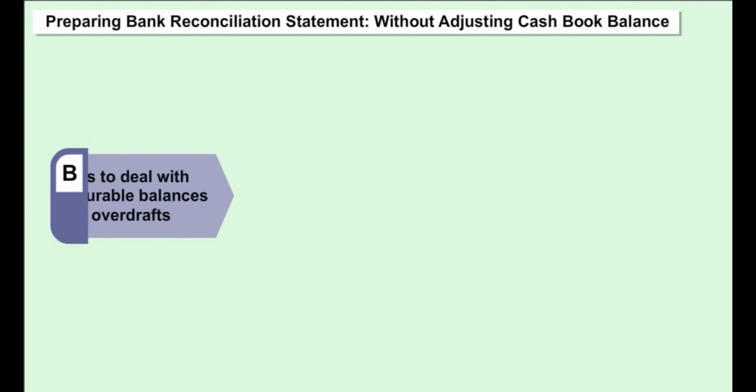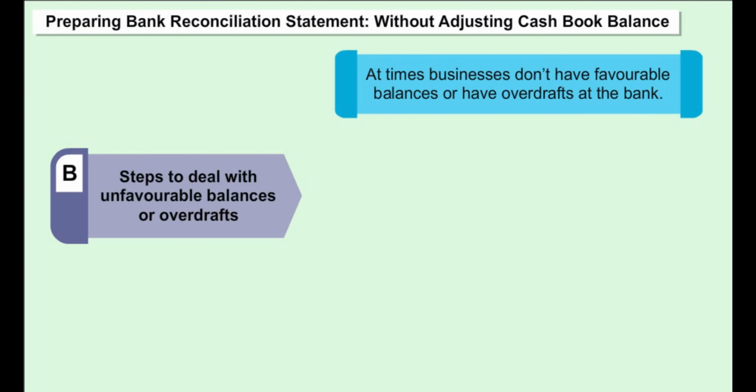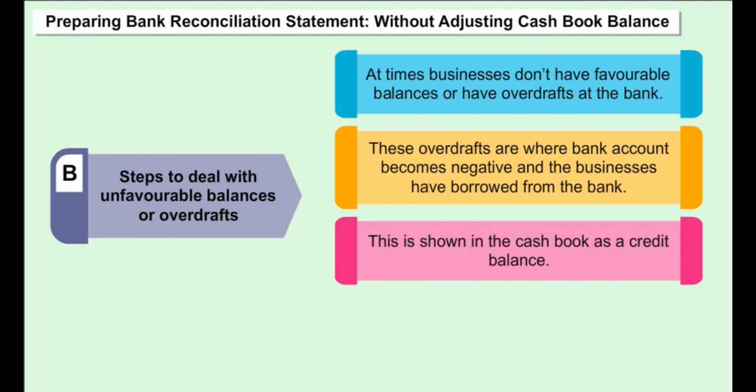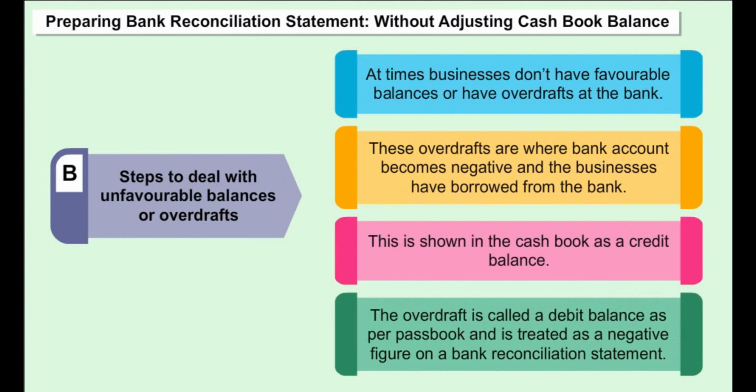6. All credits that are given by bank, such as interest on dividends collected and direct deposits, are added. B. Steps to deal with unfavorable balances or overdrafts. At times, businesses don't have favorable balances or have overdrafts at the bank. These overdrafts are where the bank account becomes negative and the businesses have borrowed from the bank. This is shown in the cash book as a credit balance. The overdraft is called a debit balance as per passbook and is treated as a negative figure on a bank reconciliation statement.